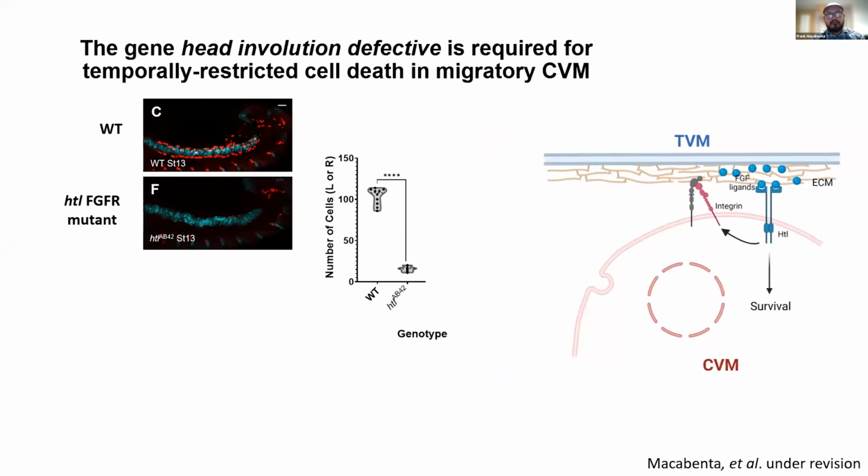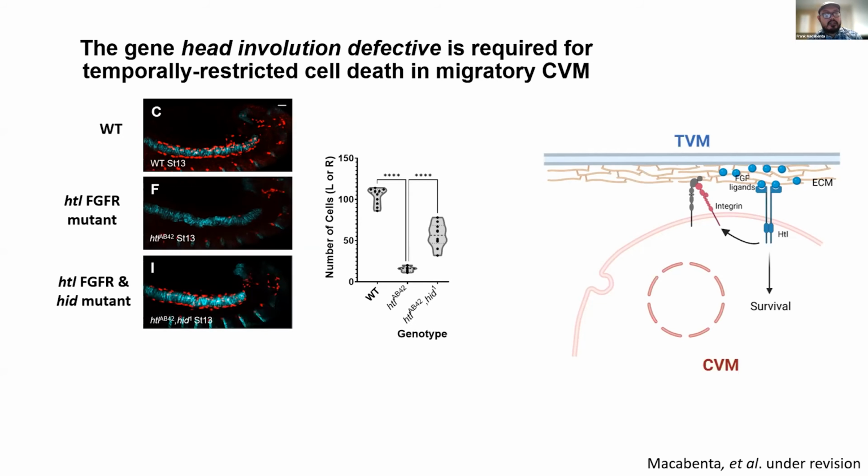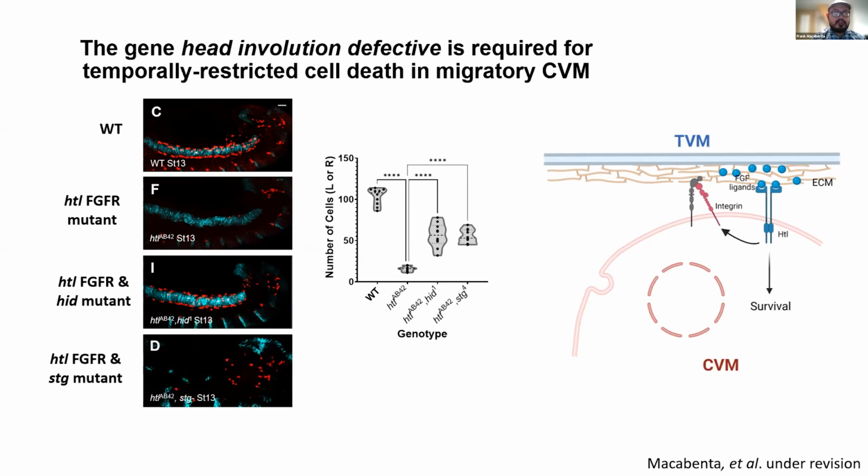So taking what we know so far, we decided to count the number of CVM cell nuclei using Tin antibody staining to compare various mutant backgrounds. I mentioned that heartless mutants have a near total loss of CVM cells by stage 13. When we generated double mutants for heartless and HID, we found that it attenuated the cell death defect observed in heartless mutants. And a similar phenotype was observed when we generated double mutants for heartless and string. As you can see here in this graph, showing the number of cells on the y-axis and the genotype on the x-axis.